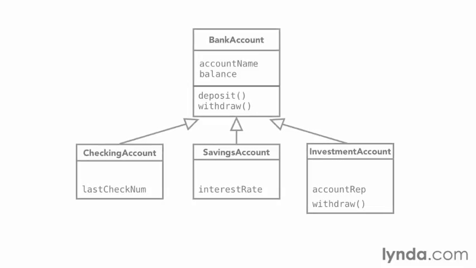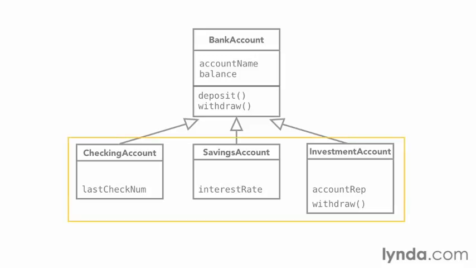So what happens if you write a class that never gets instantiated? Well, this can be a useful technique in object orientation. I've shown this example of the bank account collection of classes, where we have a bank account class defined at the top with account name and balance, deposit behavior, and withdraw behavior, and then we have three more specialized classes that inherit from it: checking account, savings account, investment account, and so on.